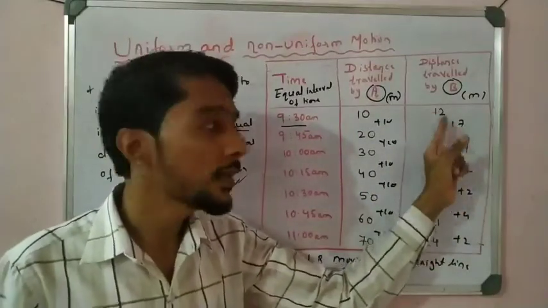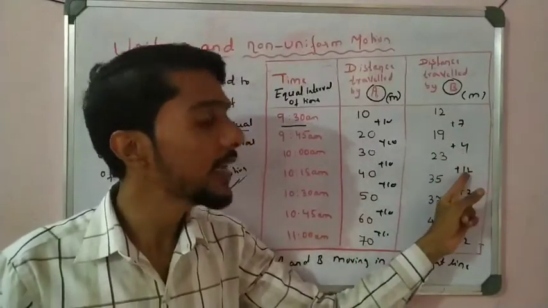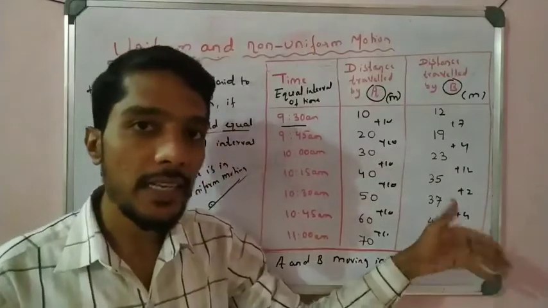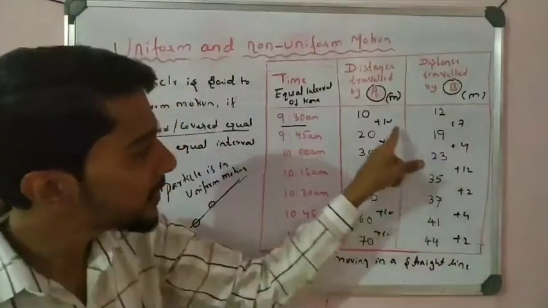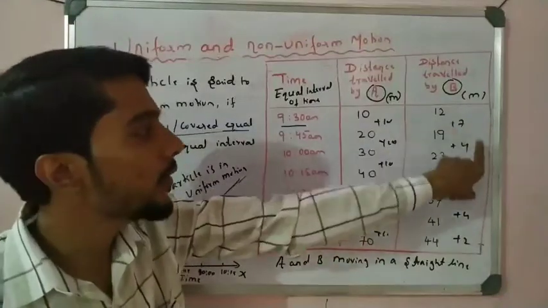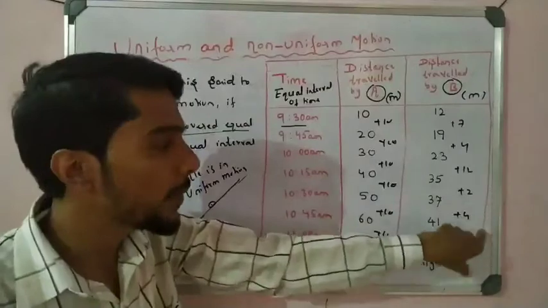First 12, then it comes less, 7, and then again decreases by 4, again increases by 12, and again decreases, again increases, again decreases, like that. Increase, decrease. There is no same point. But here it is uniform, the same, plus 10, plus 10. But here observe that sometimes plus 7, sometimes plus 4, sometimes plus 12, sometimes plus 2, sometimes it is unequal.